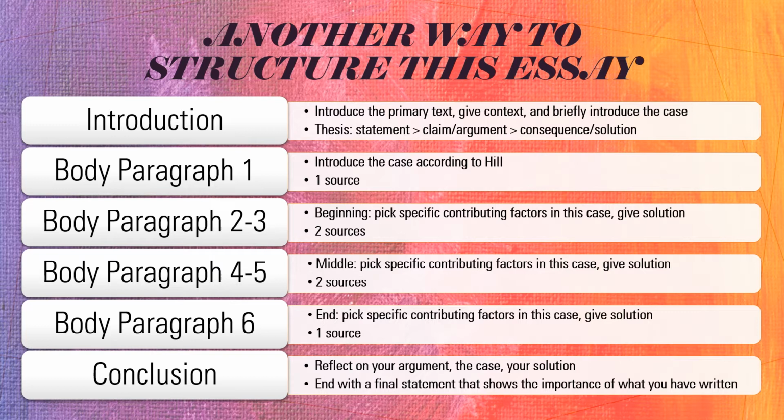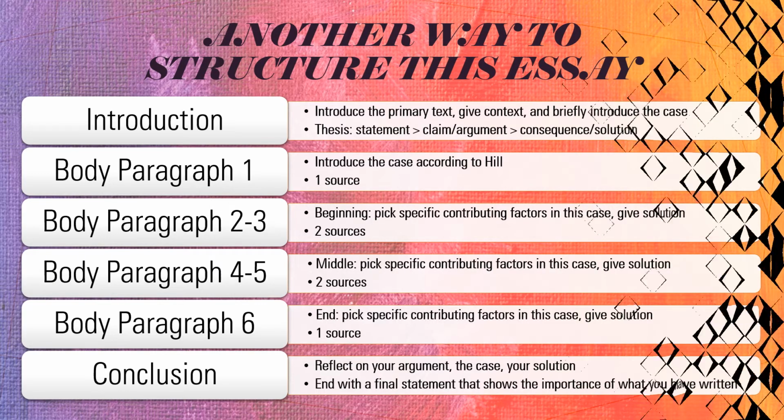Paragraphs 4 and 5 should represent roughly the middle of the case. Again, pick specific contributing factors in the case and give solutions. Use two sources. Body paragraph 6 should represent roughly the end of the case. Pick a specific contributing factor in the case and give a solution. Use one source. Your conclusion should be a reflection of your argument, the case, and your solutions. End with a final statement that shows the importance of what you have written.